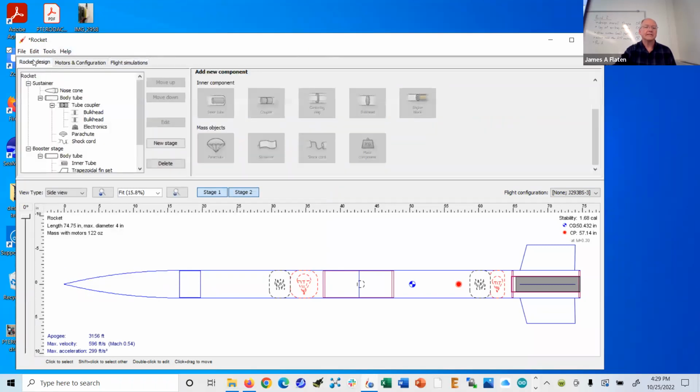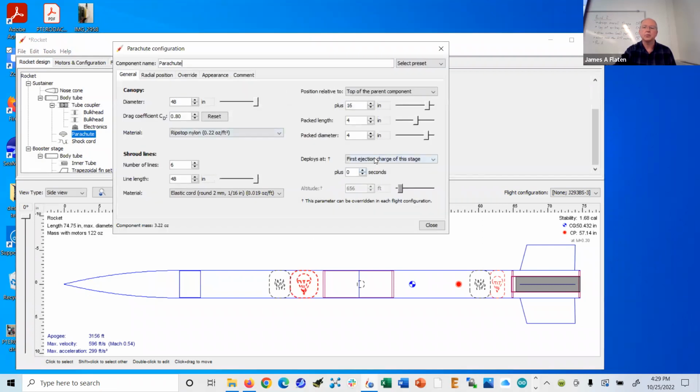So go back to rocket design. This is the upper parachute. Let me edit that parachute. Oh, I need that parachute to come out at a specific height on descent, maybe 500 feet.